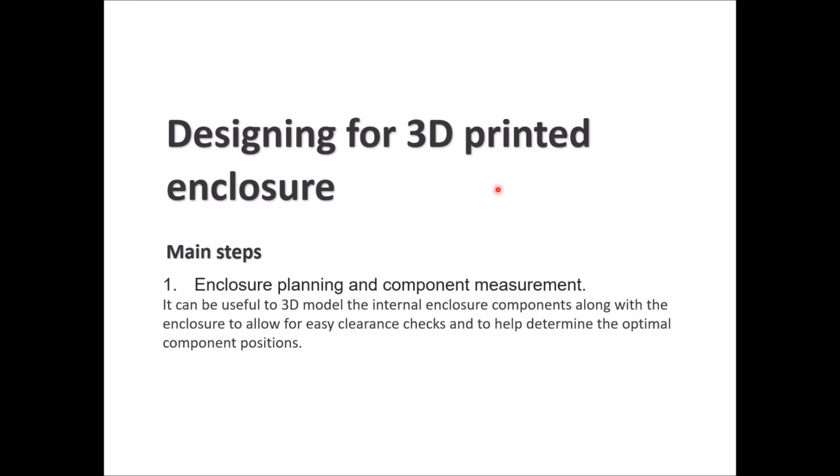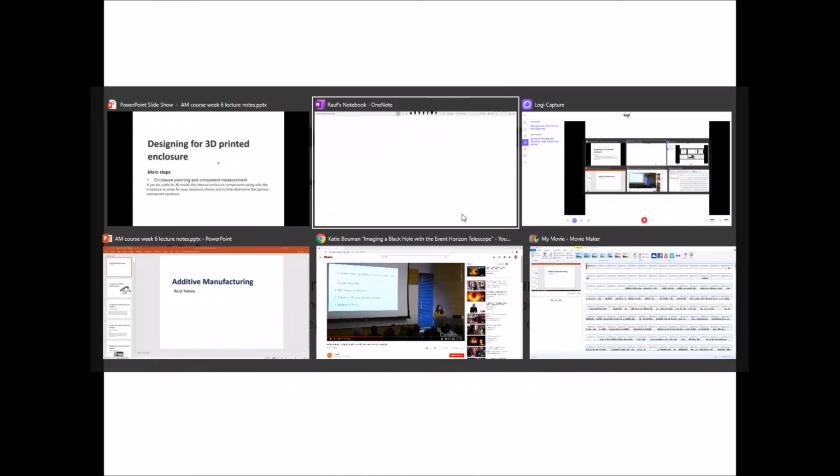It is useful to 3D model the internal enclosure components along with the enclosure itself, so that it will allow easy clearance checks and help determine the final component positions. So when designing your enclosure, you need to have whatever goes inside that enclosure. If we do a little sketch in here, let's go with this.